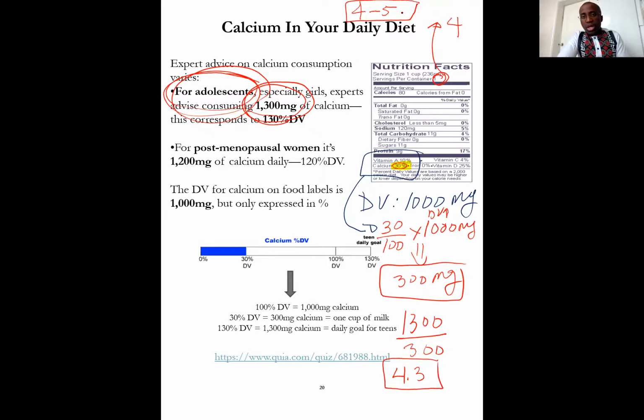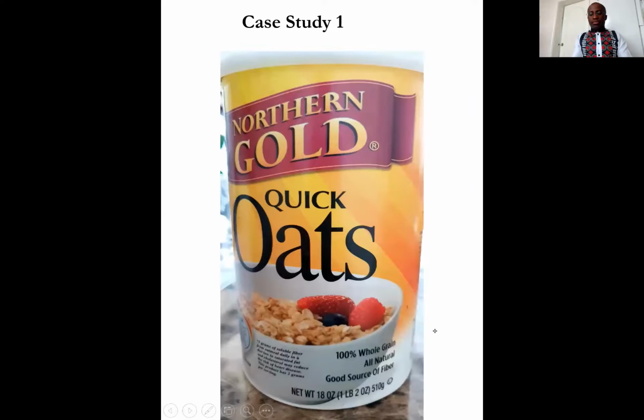So be very, very careful with this. It's the same calculation we can do with iron. How much iron does this vegetarian woman need? How much of this food does she need to eat to have enough iron supplement?